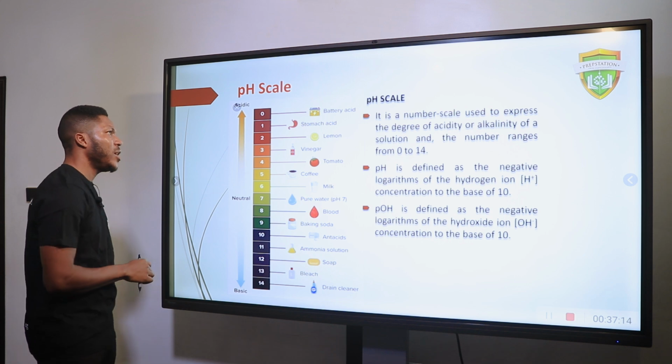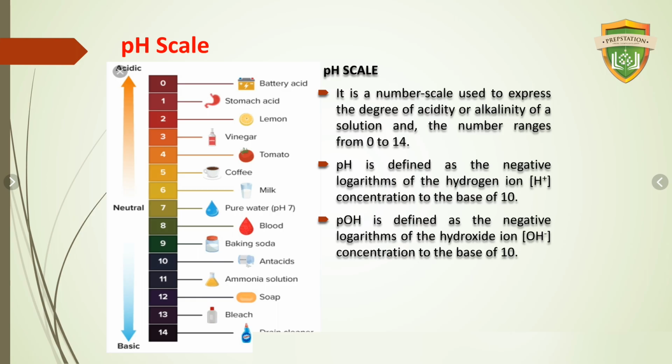Okay, the next thing is the pH scale. All right, this is the measure of the degree of acidity or alkalinity of a solution. This shows us whether a compound is acidic or basic, or alkaline. Now, this is a pH scale, numbered from 0 to 14. So any compound that falls between 0 and 6.9, that compound is always what? Is always acidic in nature.